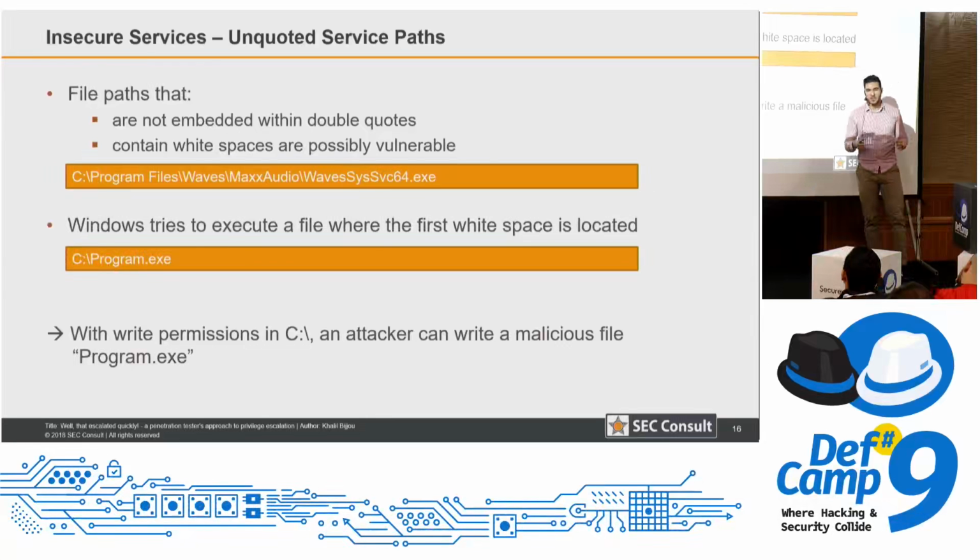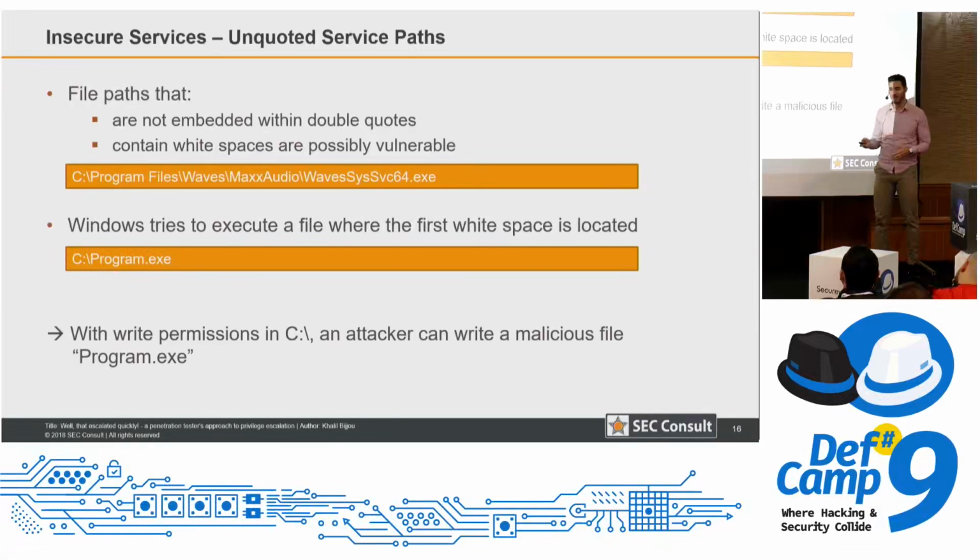What does Windows do? And this is something very weird. I don't really know why it does it, but it is how it works. It tries to execute the file C:/program.exe. What does this mean for us? It means if we have write permissions to the C directory, we could just create our own program.exe file, and then the next time the service is loaded, our malicious file will be executed instead of the file that is defined in the file path.